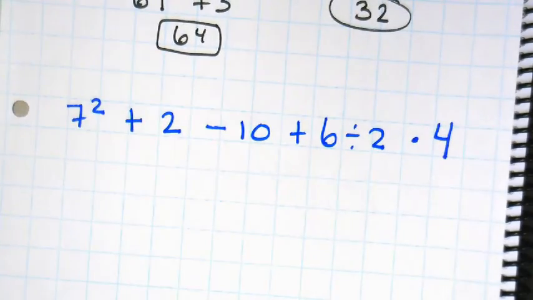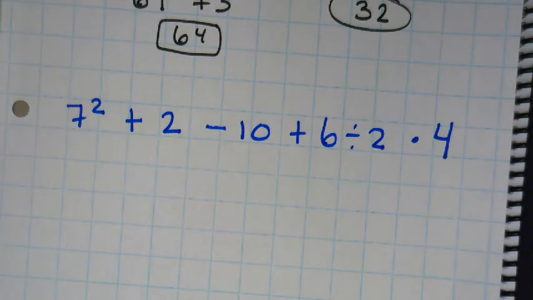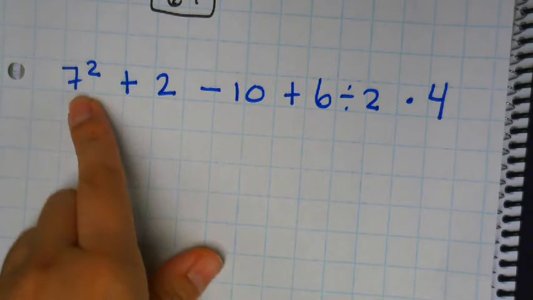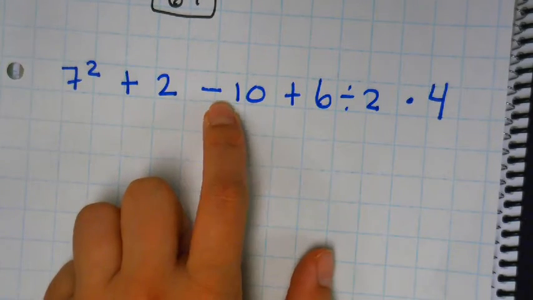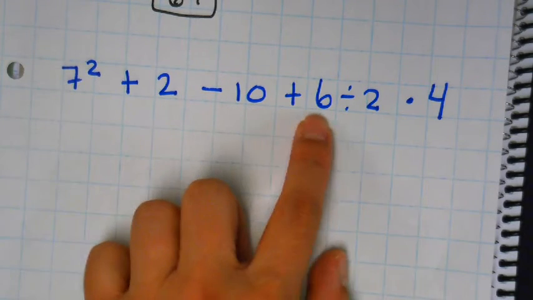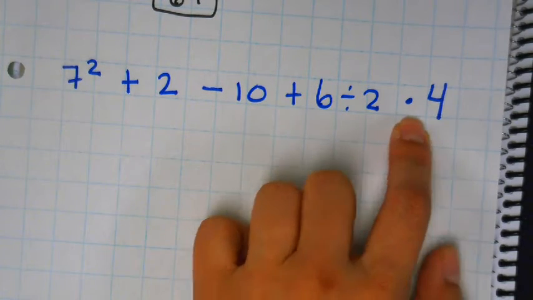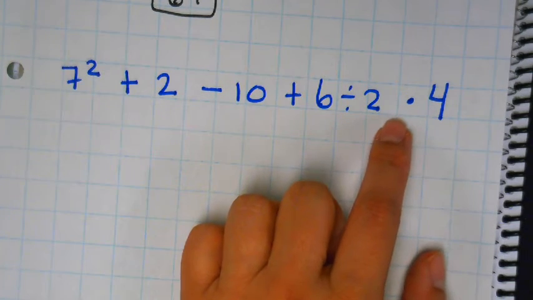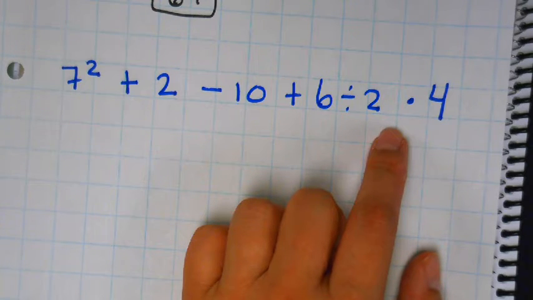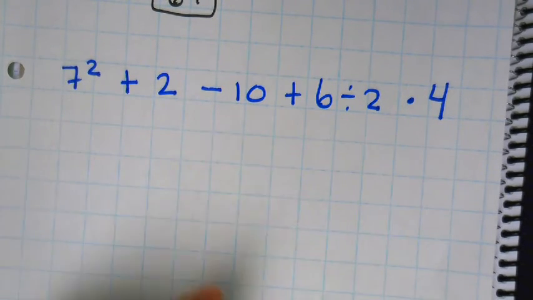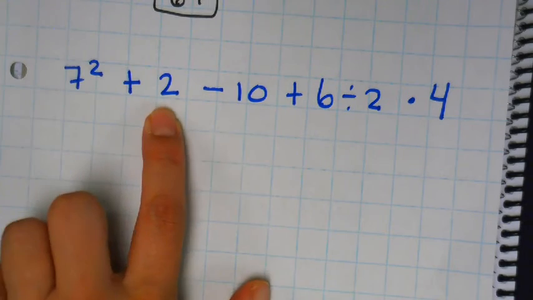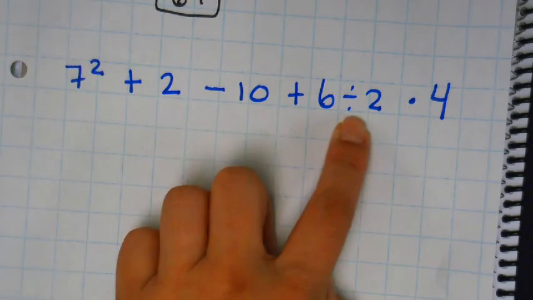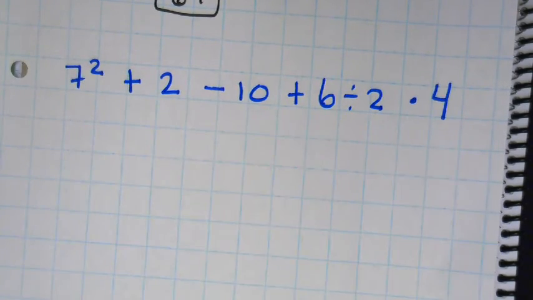All right. I was trying to make it longer, but then I ran out of room. 7 squared, write this down, Amari, plus 2 minus 10 plus 6 divided by 2 times 4. Listen, maybe do you know the answer? No, without the calculator? In a minute I will. I just write it down. 7 squared plus 2 minus 10 plus 6 divided by 2 times 4. I'll pause it. I'm going to do it.